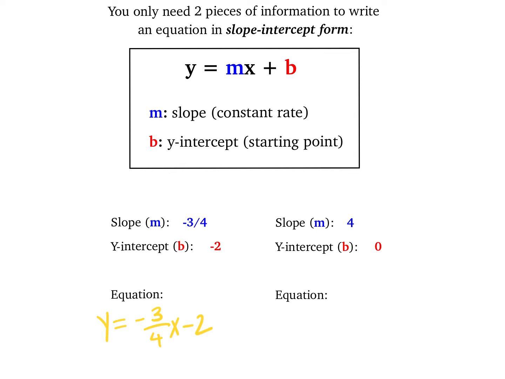If, on the other hand, you knew that the slope was 4 and your y-intercept was 0, you might be tempted to write y equals 4x plus 0. But a plus 0 at the end doesn't change anything, so that equation would be the proportional example of y equals 4x with no constant at the end.